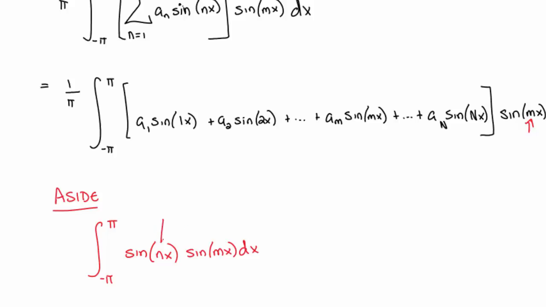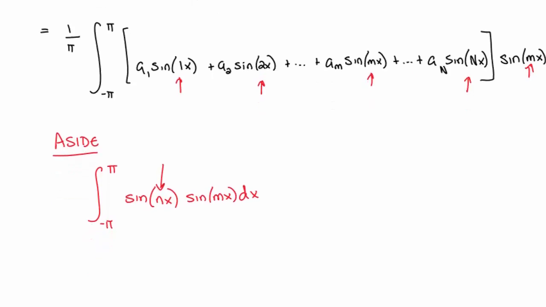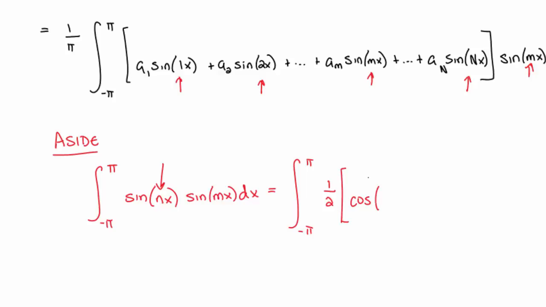Now, that n actually changes throughout our formula. It could be 1, it could be 2, it could be little m, it could be big N, whatever it is, but I'm just trying to find a general formula for it, okay? Well, that's a product of sines. So I'm going to go ahead and use a product-to-sum formula. If you look it up in the book, it's 1 half times the cosine of the difference of those angles, nx minus mx, minus the cosine of the sum of those angles, nx plus mx, and then dx.